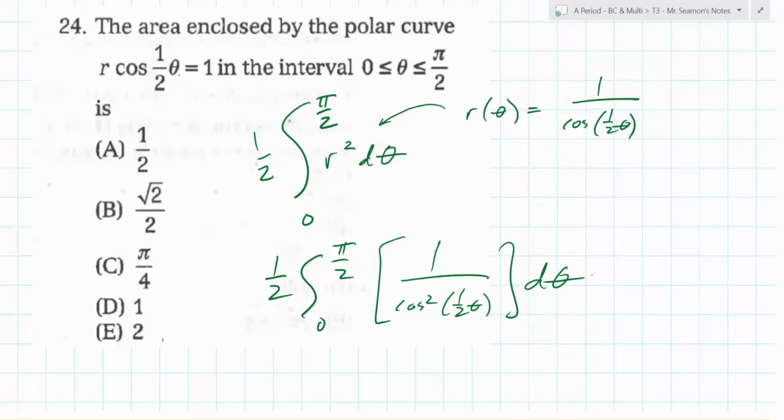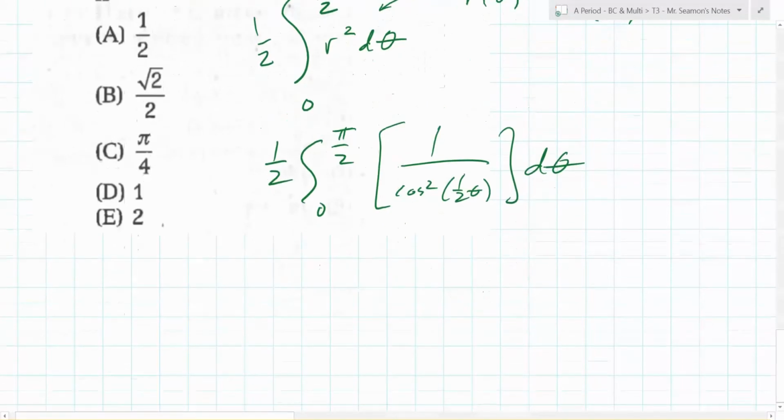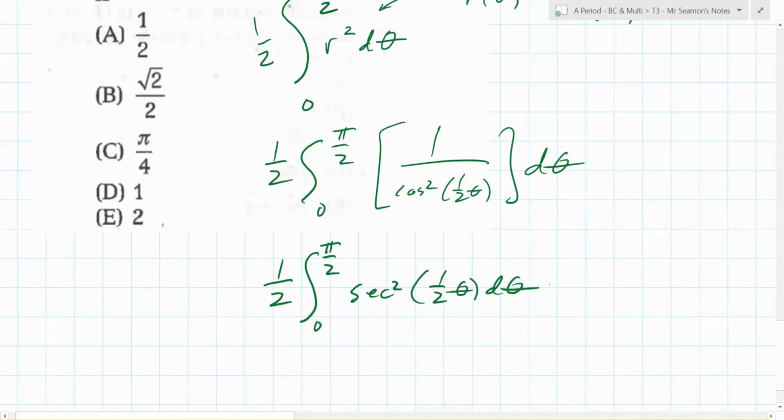How do you go about integrating that by hand? What is 1 over cosine squared? Secant squared. So what do we have here? 1/2 integral from 0 to pi over 2 of secant squared 1/2 theta d theta. The derivative of what is secant squared? Tan. Does everybody remember those things? You must know those cold for this exam.